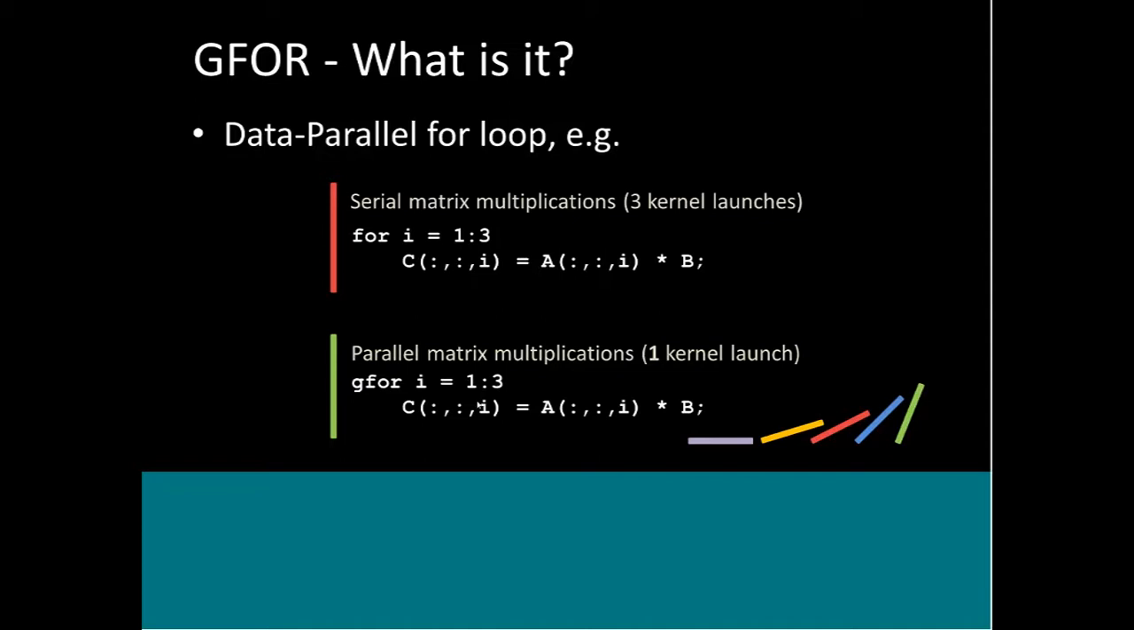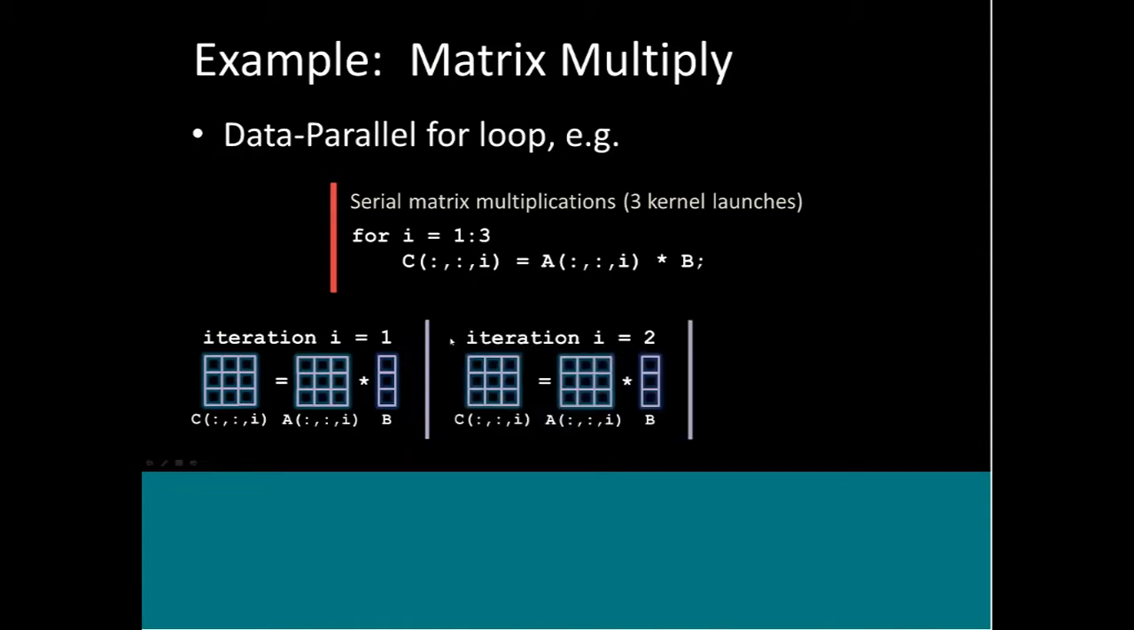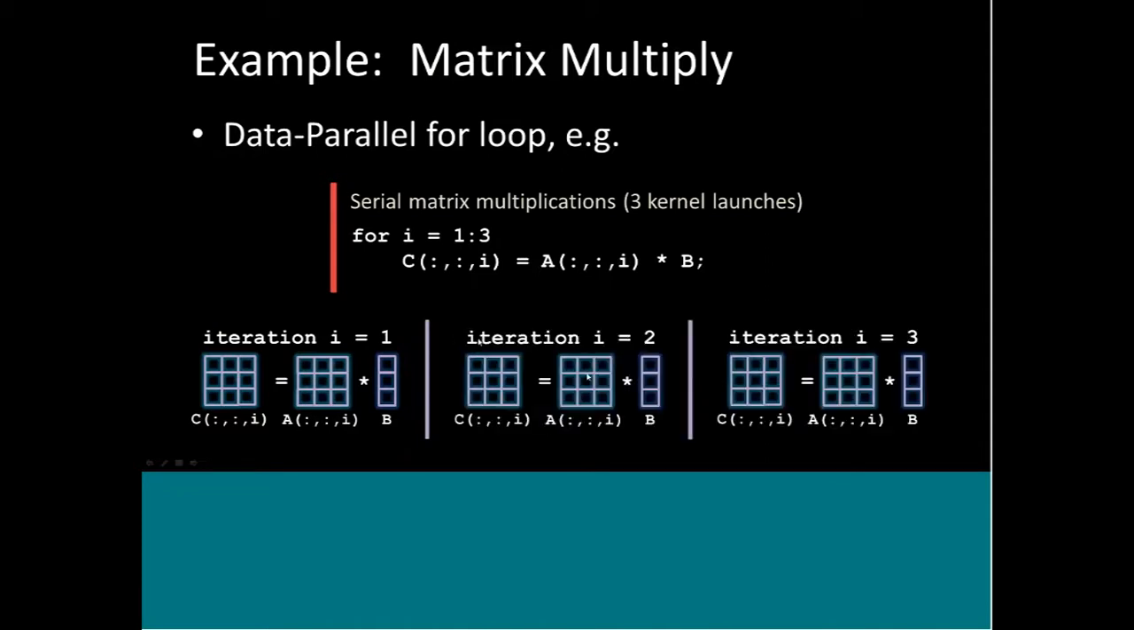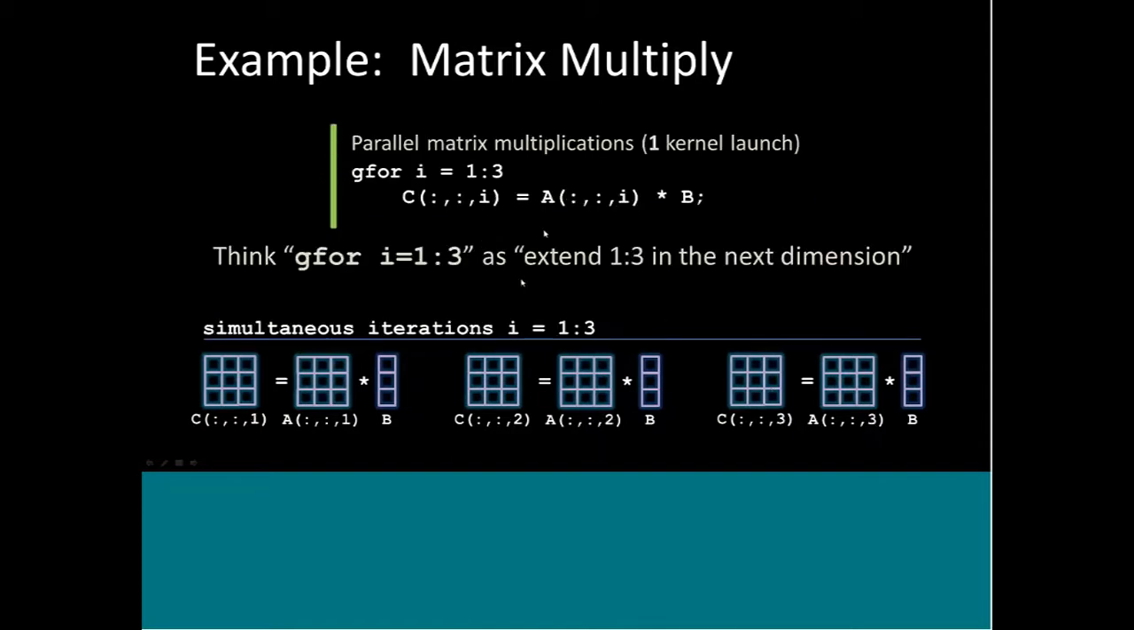So there will be only one kernel dispatch for this entire operation. The way to think about this is that up top, this original for loop is doing iteration 1, iteration 2, iteration 3, computing all the matrix multiplies in our 3 kernel launches. Whereas in the GFOR case, you can think of GFOR as extending these matrices out into the next dimension, and doing all these iterations all at once.